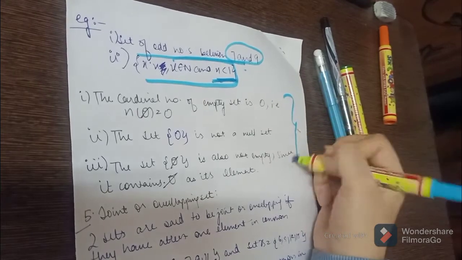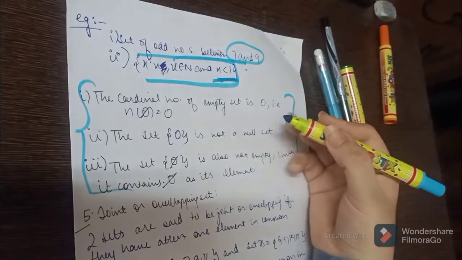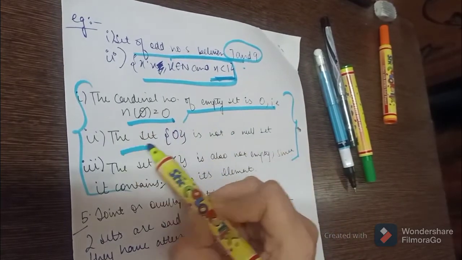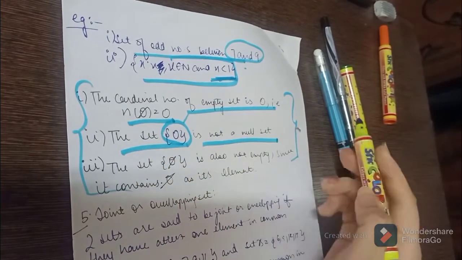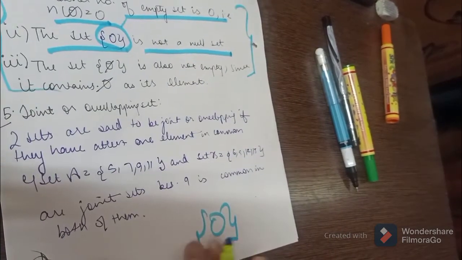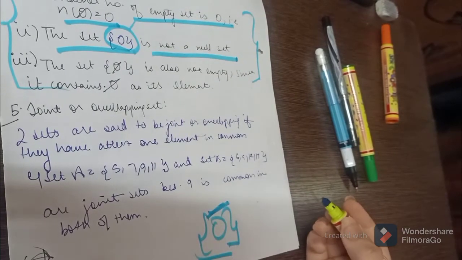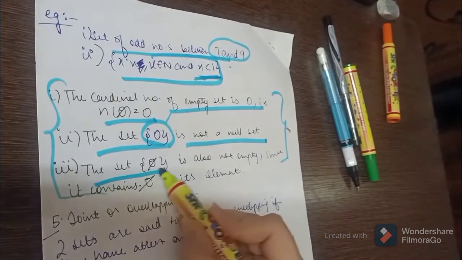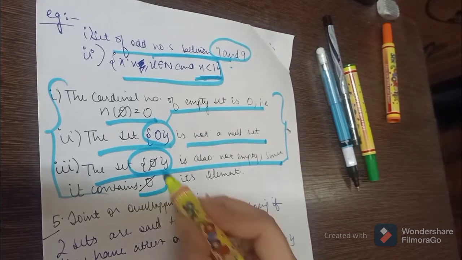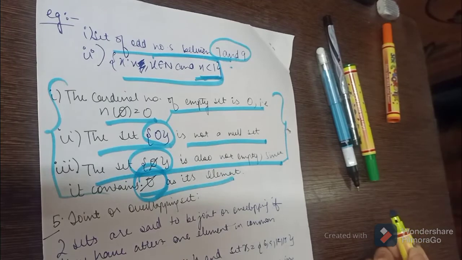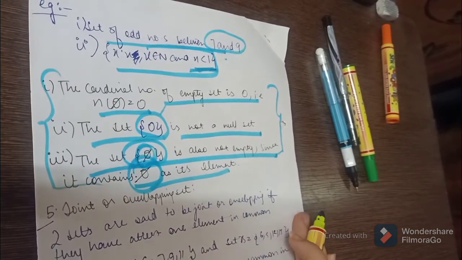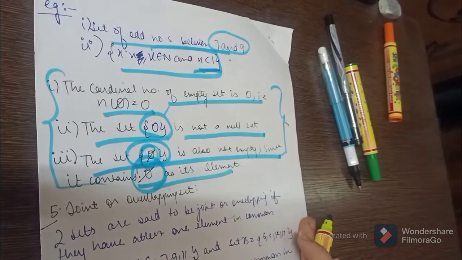So these are the important points that I'm showing you in the video. The cardinal number of the empty set is 0, right? And as I said, the set containing 0 is not a null set. When 0 is present in any set, this set is not going to be a null set because 0 is an element of the set. If this is kept, this is also not empty as it contains it as an element. Okay. So these are some important points I wanted you all to understand for the null sets.